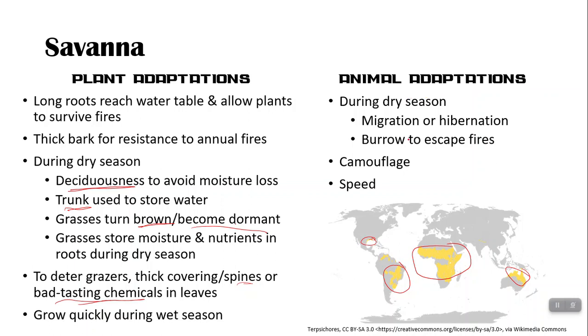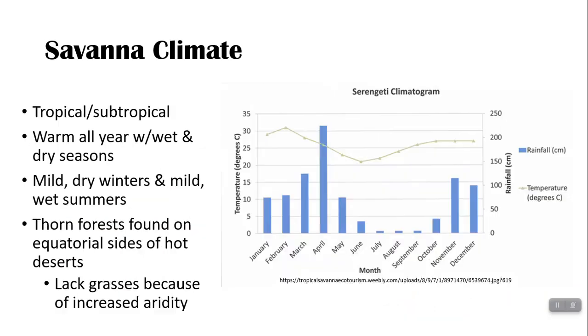Animal adaptations during the dry season, they might migrate to a moister area, they might hibernate, or they might burrow to escape fires. Camouflage is important, and then also keep in mind there's not a ton of trees, not a lot of places to hide, so speed is an important adaptation for predators and their prey. Here we see the Serengeti, which is kind of the most stereotypical savanna. We've got a climatogram for that. And if we look, the axes are kind of switched, so temperature is on the left here.